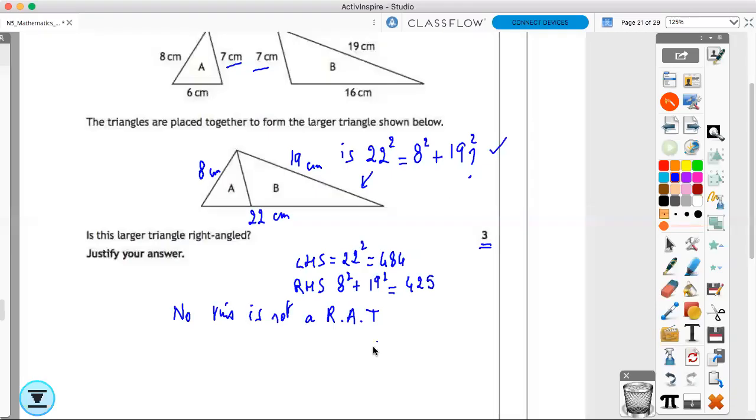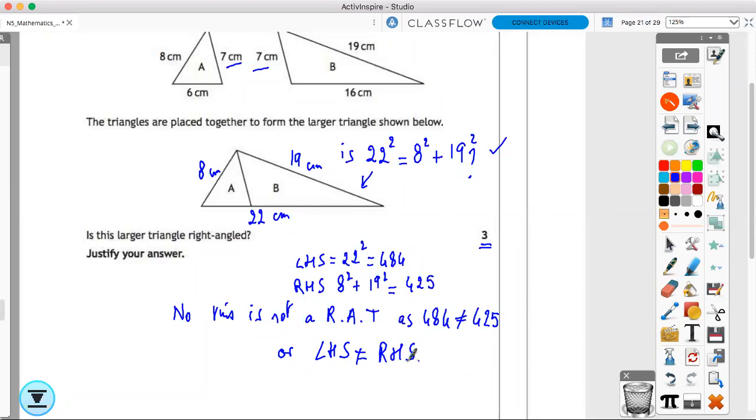Okay, sorry about that. So this is not a right angle triangle, because I've calculated the left-hand side of my equation. 22 squared is 484. 8 squared plus 19 squared is 425. This is not a right angle as 484 is different than 425. Or you can just say the left-hand side, which is what we've calculated, is different than the right-hand side.